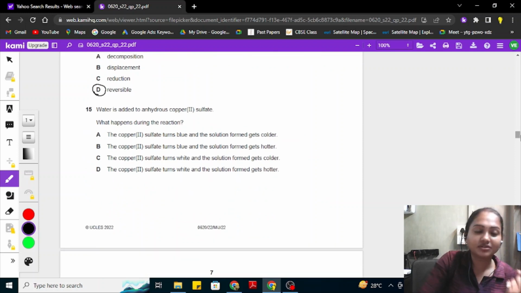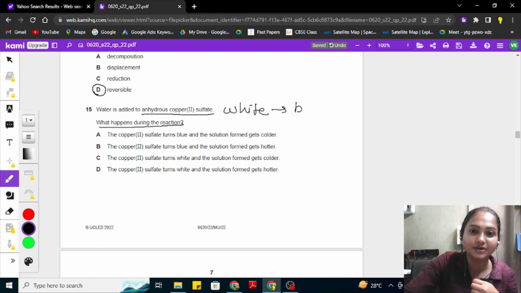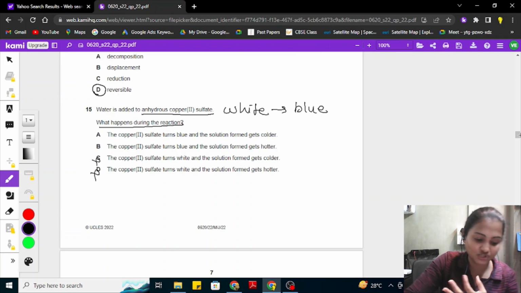15th question, water is added to anhydrous copper sulfate. Okay. What happens during this? So it is a water of crystallization. Anhydrous copper sulfate is white in color. When water is added to it, it changes to blue in color. So definitely the copper sulfate turns blue. White, these two options are definitely not there. So we have to choose either from A and B. Now, out of these, which will be the correct one? We have to check that too.